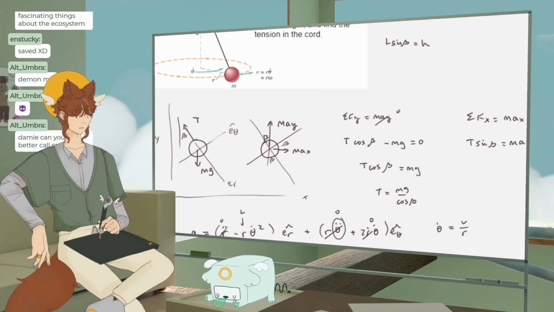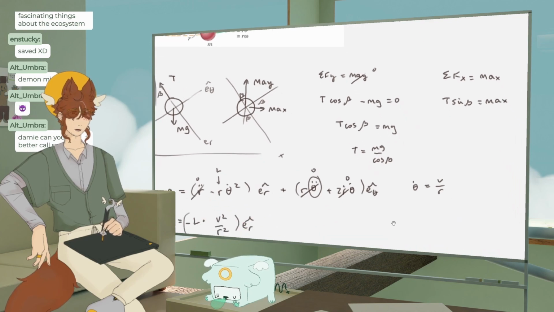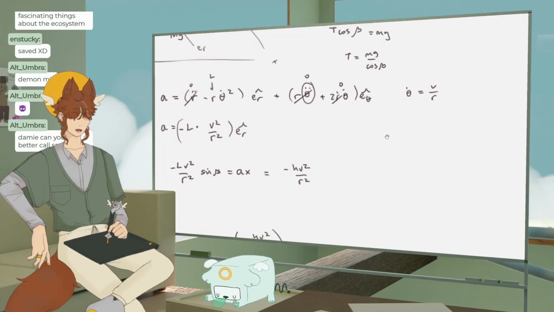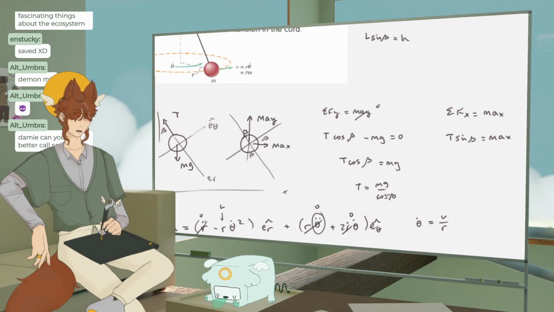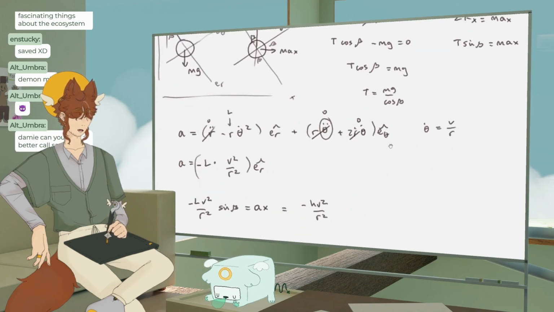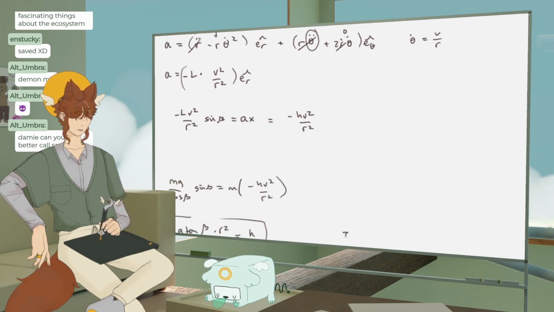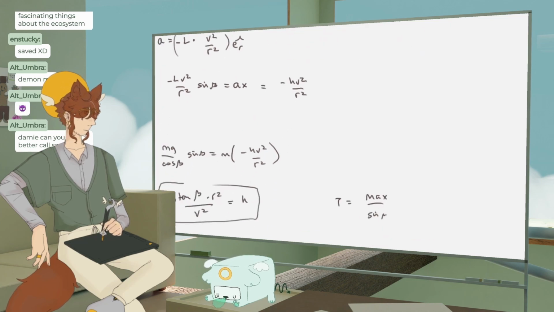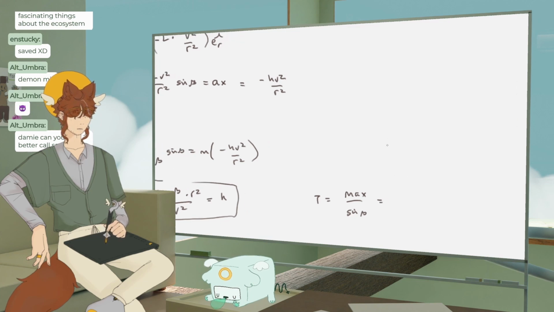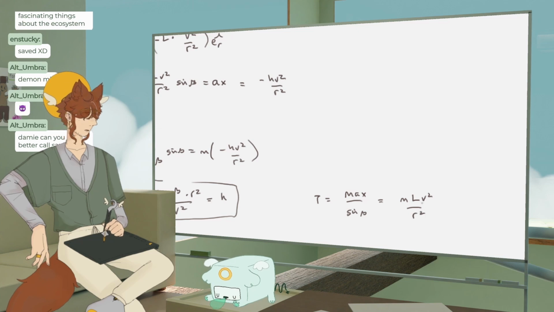Can I... Oh, maybe I can't use beta? T equals mg over sine beta. We can do that. Only in physical constants, I guess, maybe? I don't know. That'd be m l v squared over r squared. Do they let me use L?